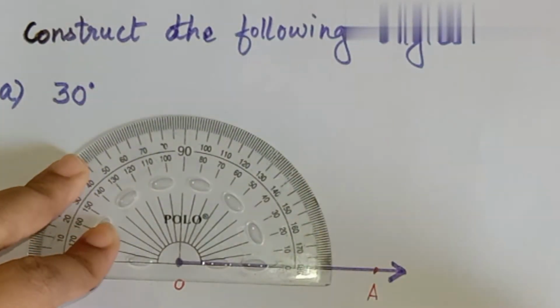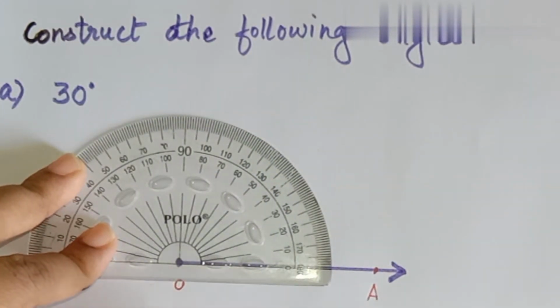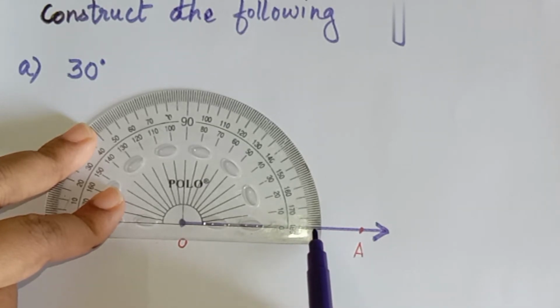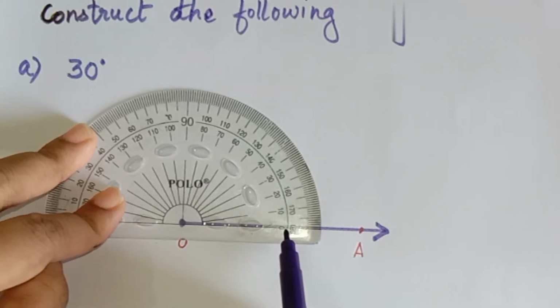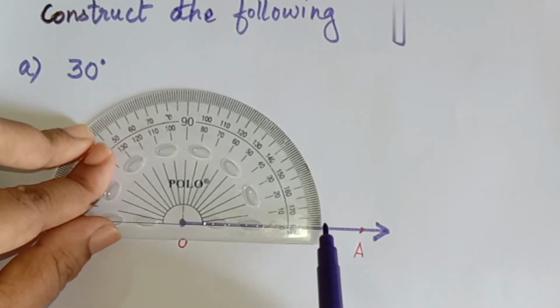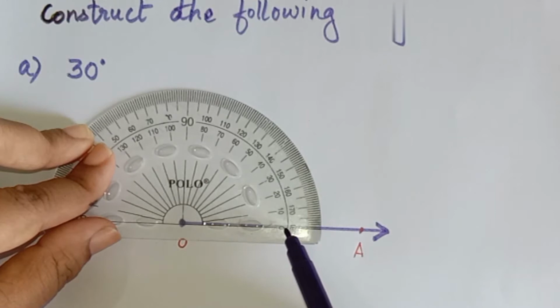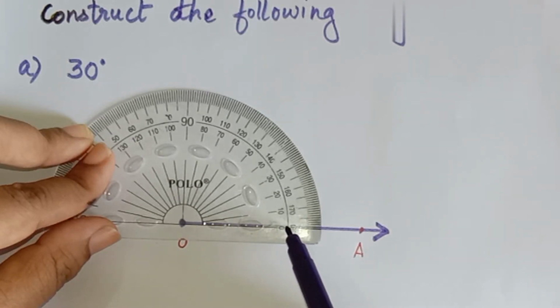Once done, the third step is to select the scale. Now, how will you select the scale? You have to see this ray is matching the baseline, and on this baseline you will see there is 0 and 180. So, we will select the scale which has 0 on it. Here you can see 0 is in the inner scale. Outer scale is 180. So, which scale will we select? We will select the scale which has 0 on it. So it is the inner scale.